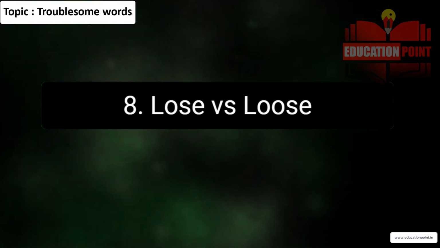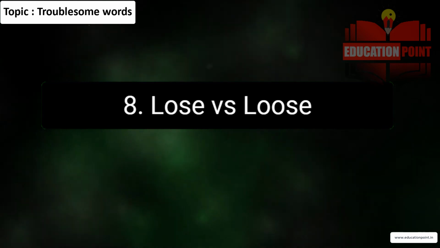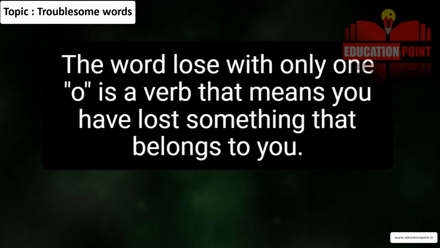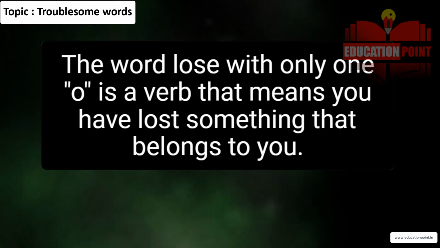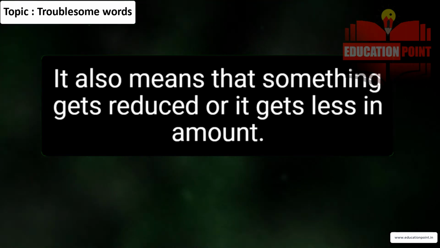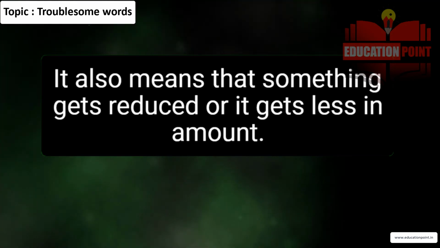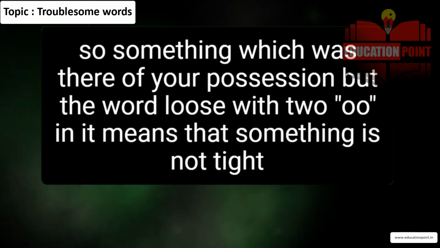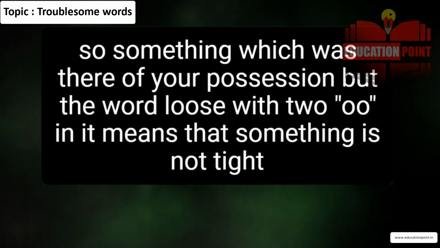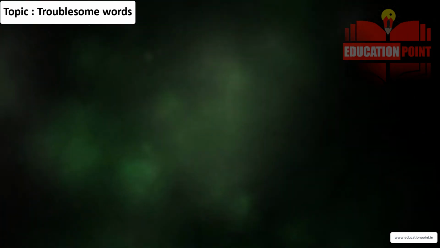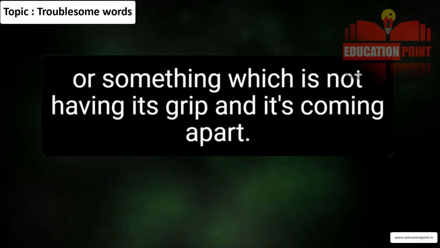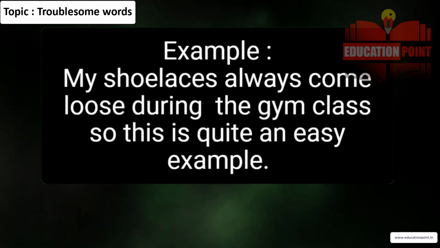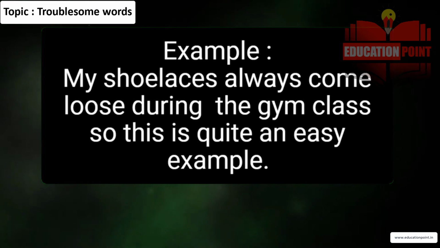The eighth set of words is lose versus loose. Sounding similar, but there is a difference in the meaning. The word lose with only one O is a verb that means you have lost something that belongs to you. It also means that something gets reduced or it gets less in amount. Example, my little sister always loses her toy. So something which was there in your possession. But the word loose with two Os in it means that something is not tight, or something which is not having its grip and it's coming apart. Example, my shoelaces always come loose during the gym class. So this is quite an easy example.